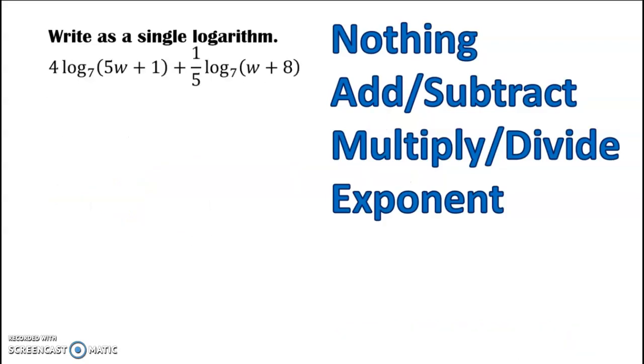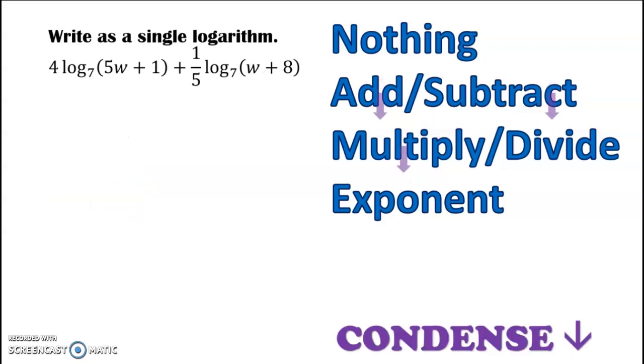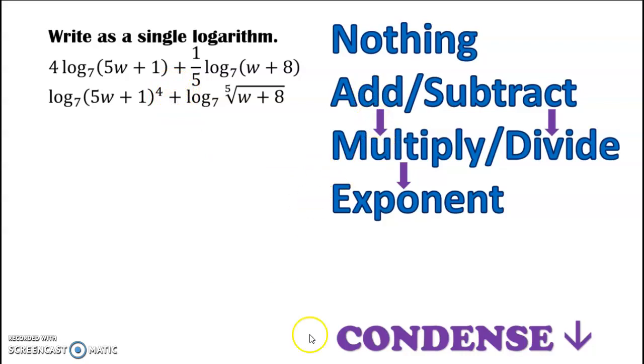Last one. Again, we are going to condense, so we're traveling down here. Again, just like the last one, we have a power and a root. So I'll go ahead and handle those, and they become exponents. And then here we have addition, and addition condenses with multiplication. So there we go. A lot of times condensing is actually less rigorous than expansion.